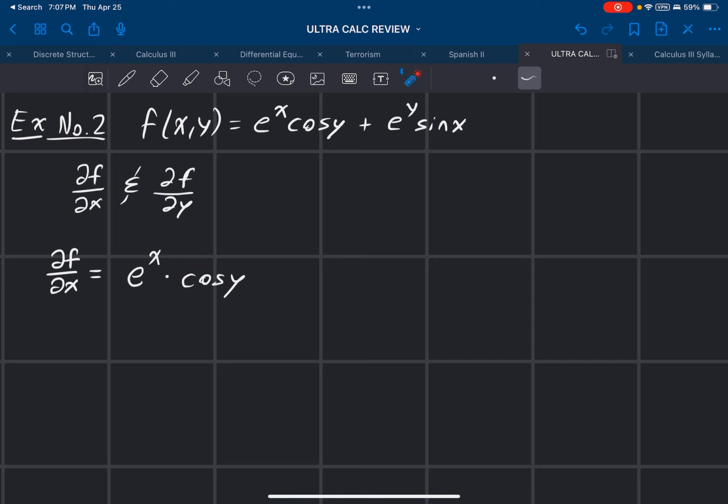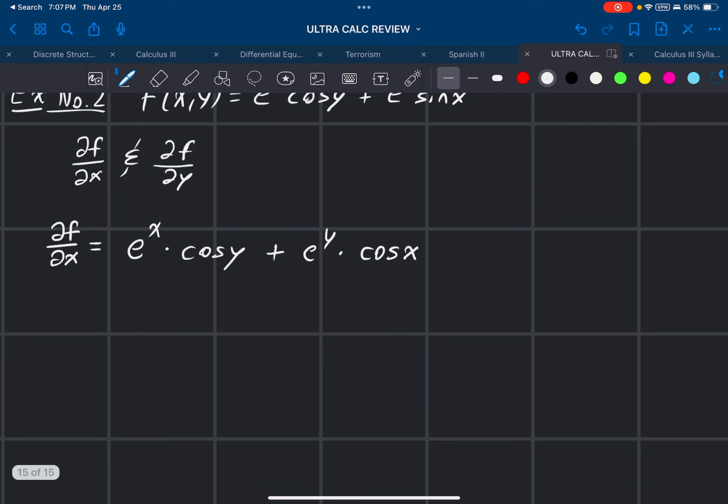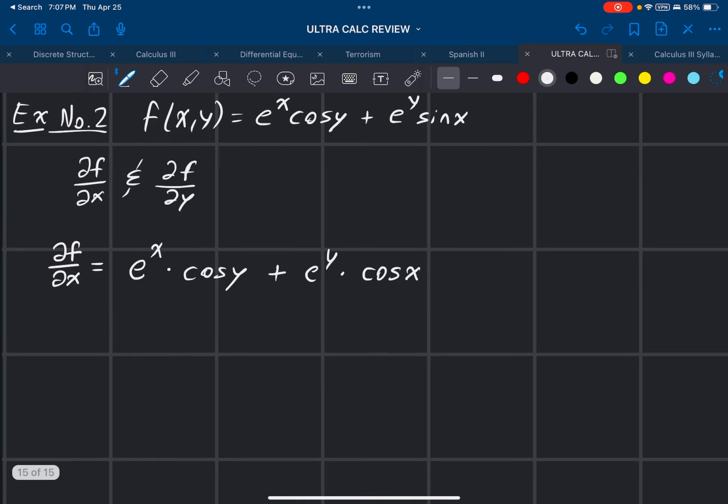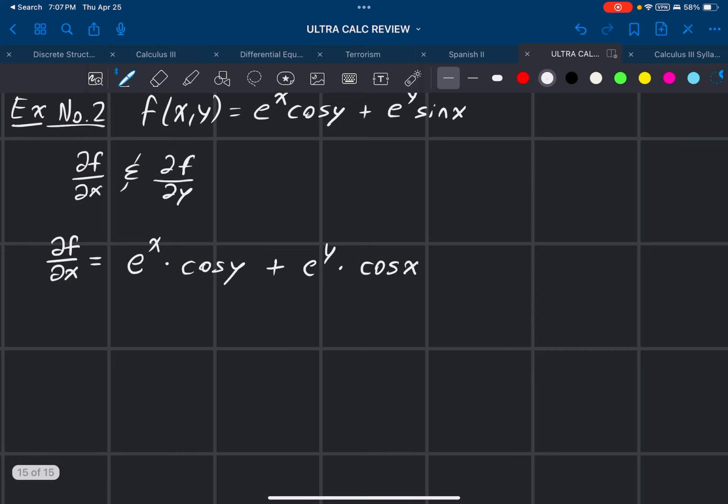And there's no product rule here because we don't have x in both terms. We just have x in one. So you don't have to worry about that. And then for the next one, the e to the y is fine. And then this is being multiplied by sine x. And we know that the derivative of sine is cosine x. So this is our answer for the first partial derivative with respect to x.